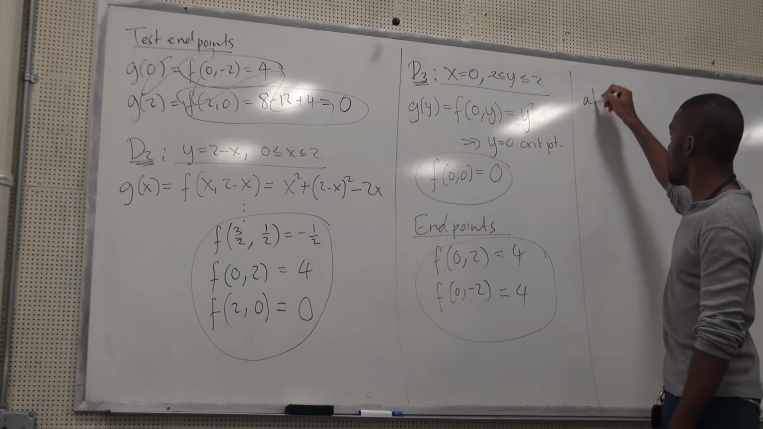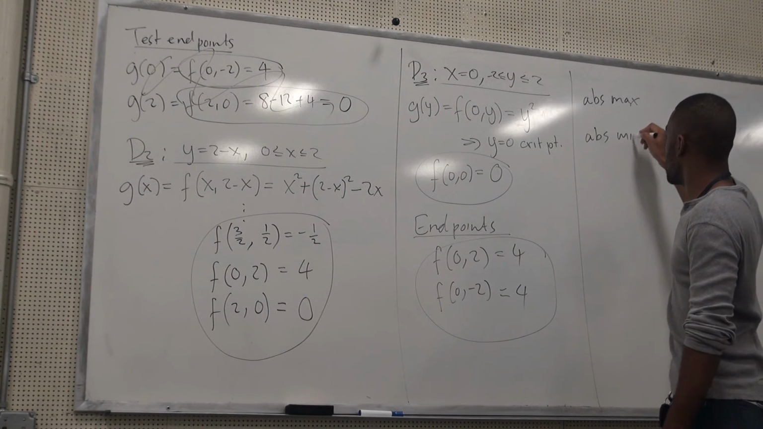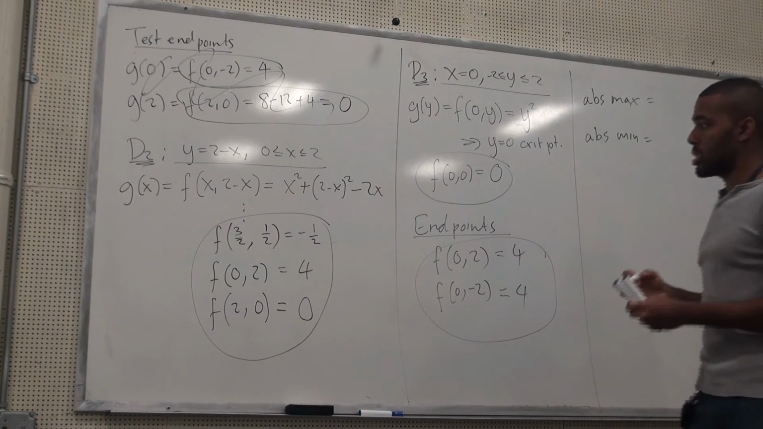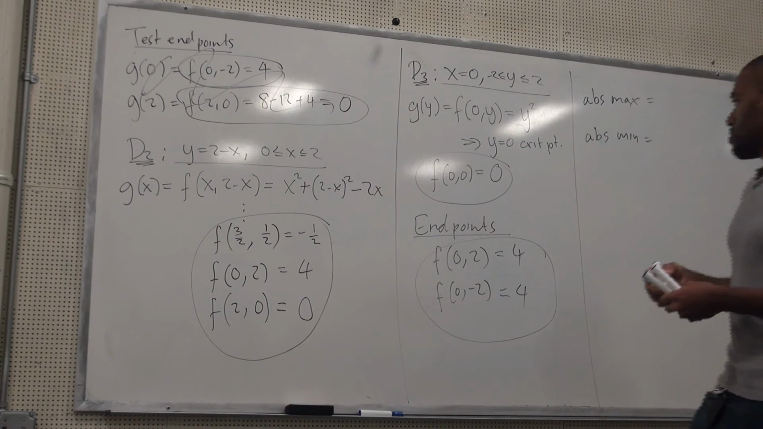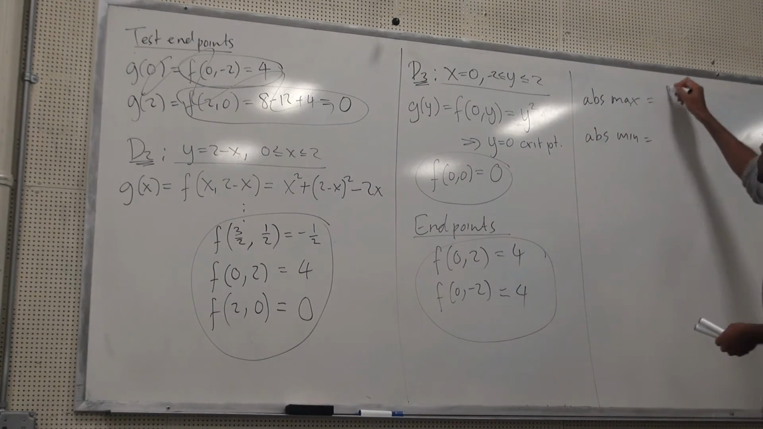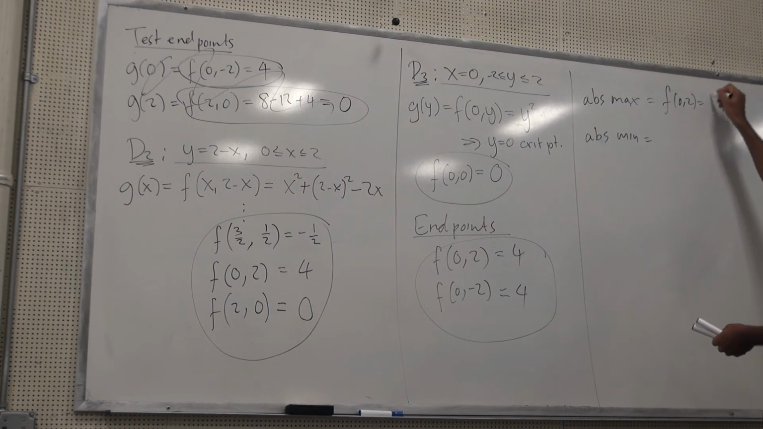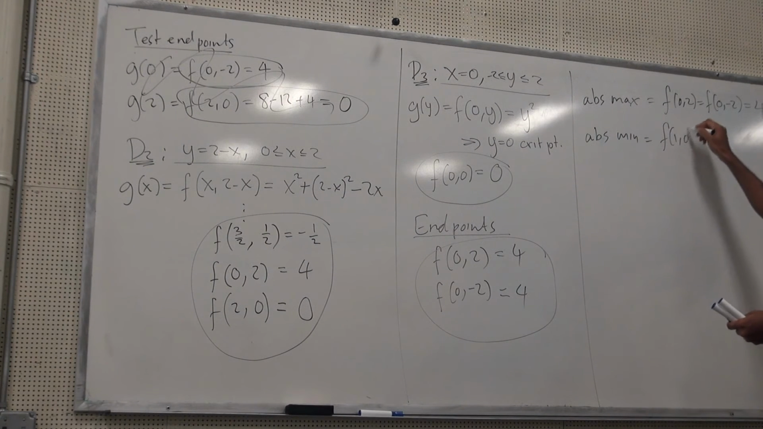So I should be able to say what my absolute max is at this point, and what my absolute min is. What's the absolute max? 0, 2 and 0, -2. So 0, 2 and 0, -2 give me 4 as my absolute max. The absolute min? f of 1 comma 0.